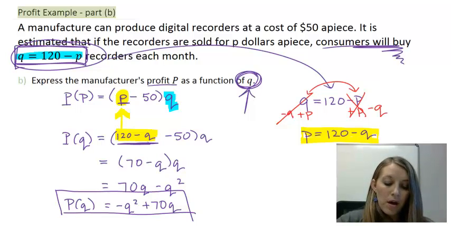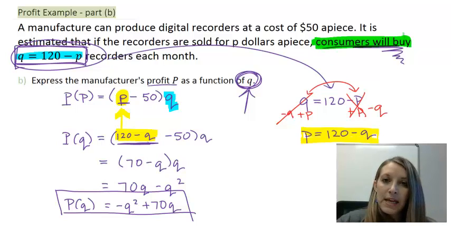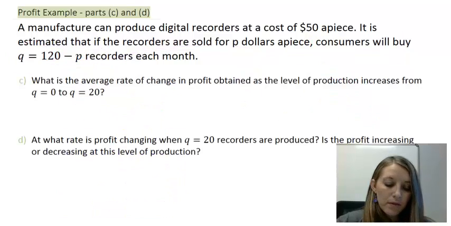Okay. The reason that we want it as a function of Q, meaning how many consumers will actually buy or how many we are wanting to sell, is that it's going to help us analyze it in the next two parts of this equation. So there we wanted the average rate of change in part C and the actual rate of change in part D.